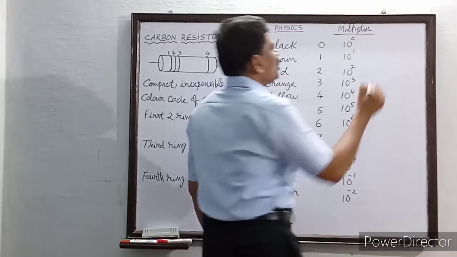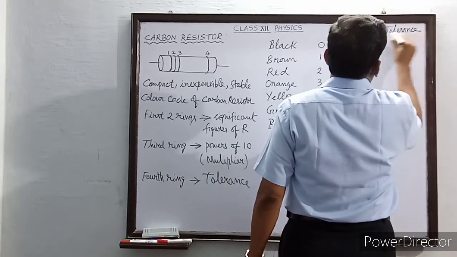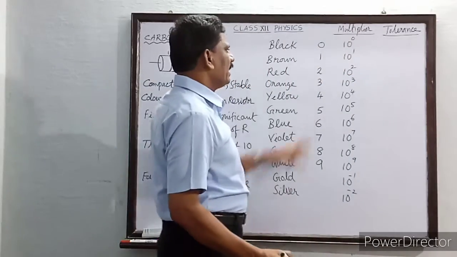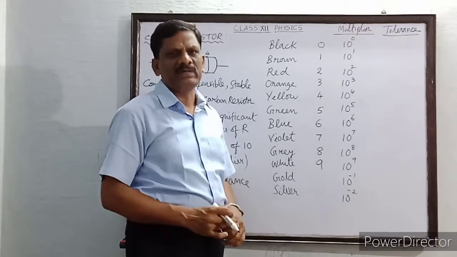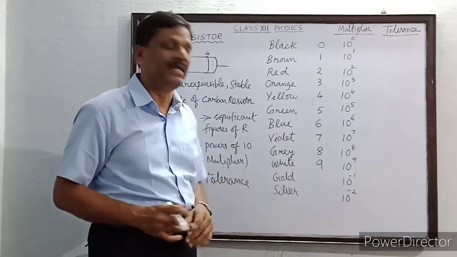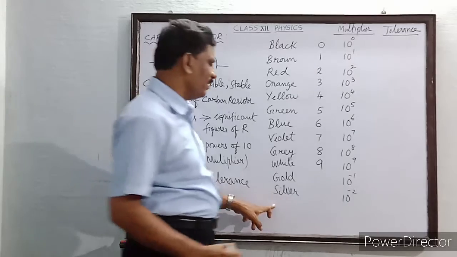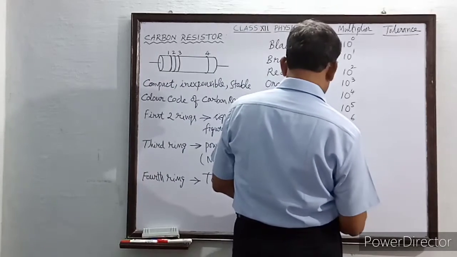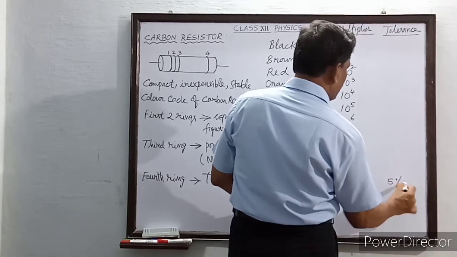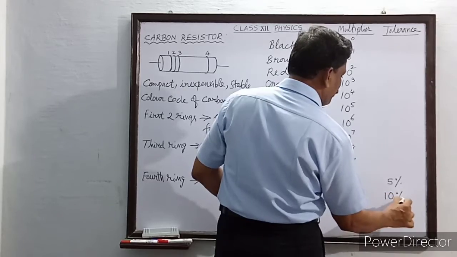Then the last one is tolerance. This tolerance is mainly for the last two colors only. Other colors normally we won't include; only in very rare cases do these colors come into the tolerance level. Otherwise the tolerance will always be a greater number. Greater numbers are assigned to gold and silver. The tolerance level for gold is 5%, and for silver it is 10%.